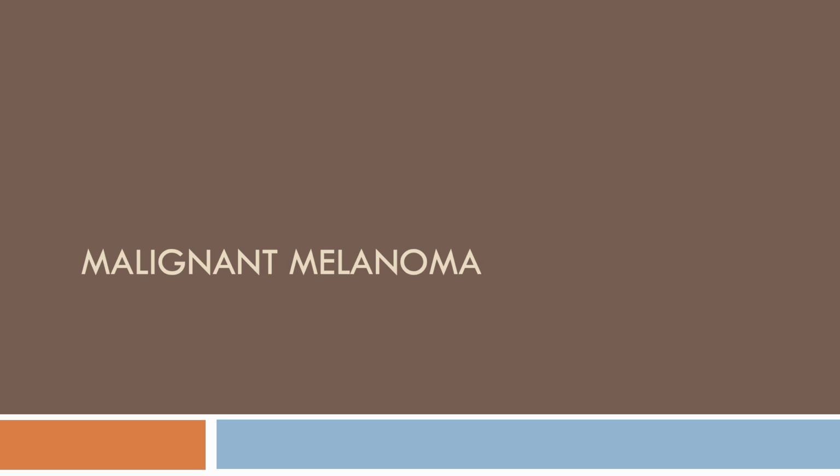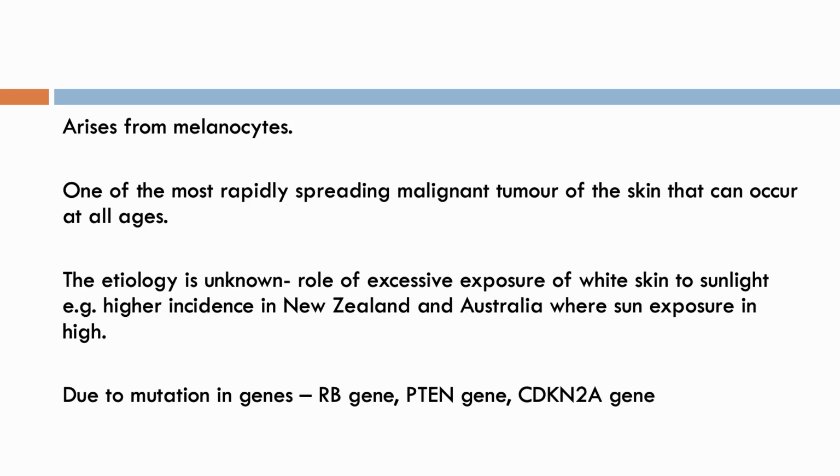Next, coming to malignant melanoma. As the name itself says, malignant melanoma is a tumor arising from melanocytes. It is one of the most rapidly spreading malignant tumors of the skin that can occur at all ages. The etiology is unknown.